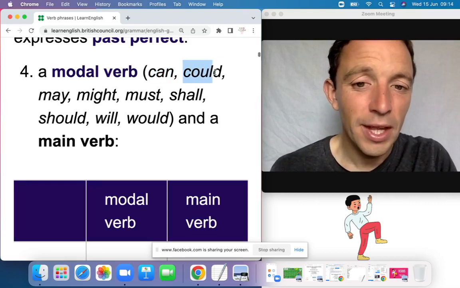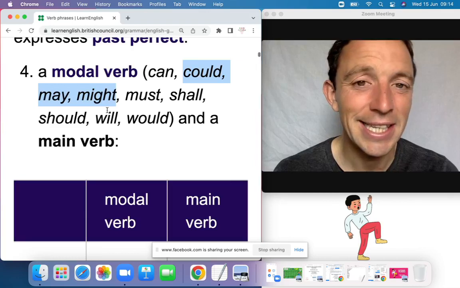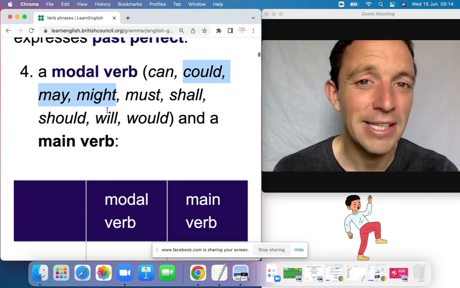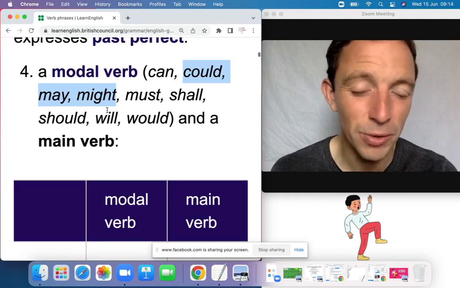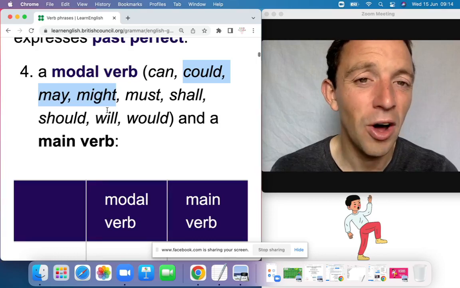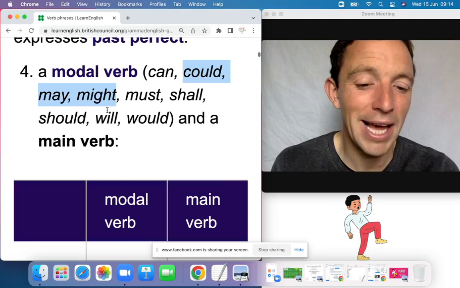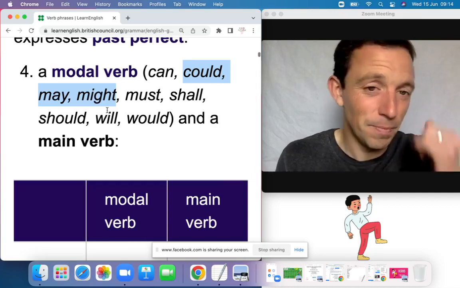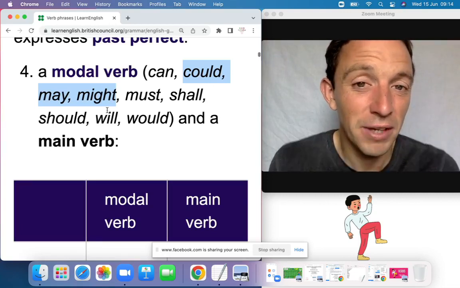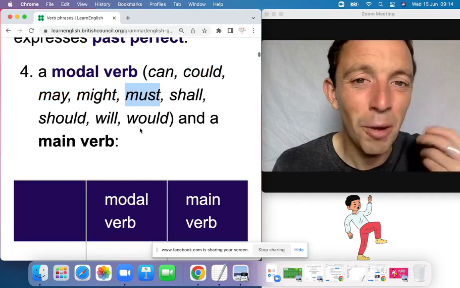Could, may and might are very, very similar, practically the same for possibility. I could go to the cinema, it's an option, it's a possibility. I could go to the cinema, I may go to the cinema, I might go to the cinema. All possibilities, all options, and the modal verbs could, may and might are essential to express this idea of possibility and options. Must is obligation.